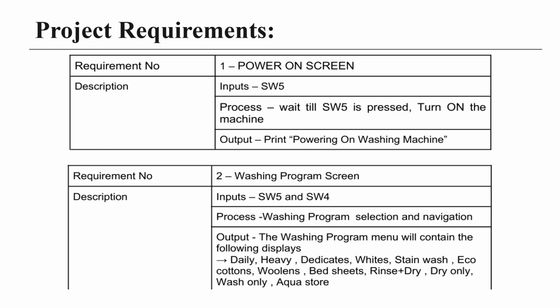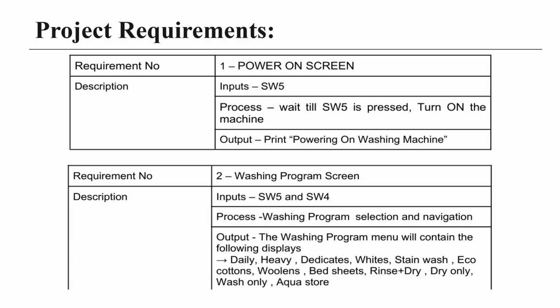So there are certain requirements, which include the first requirement, which is the power on screen, which will be done using the fifth switch, or switch 5. It includes the turning on of the machine. So when we press the switch 5, the machine will turn on and it will display a message of powering on washing machine.